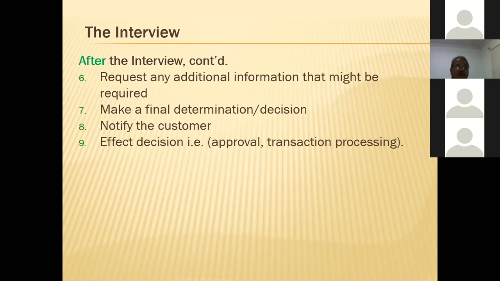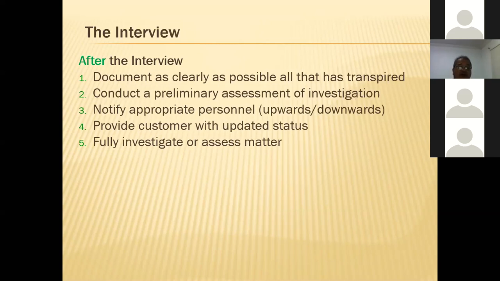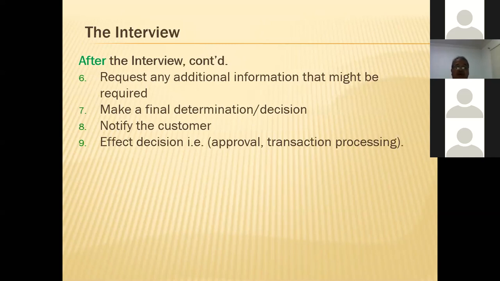And the last 4 items here. Request any additional information that might be required. So when you do your follow-up on point 4, you can request any additional information that you may require. Once you've gotten everything, you can make your final determination or decision, or give it to your manager or your head office to make the decision. And once the decision has been made, you notify the customer. And once the customer has been notified, then you can do whatever is necessary to begin effecting that decision. So if it's approved, you now do whatever is necessary to process that loan application.